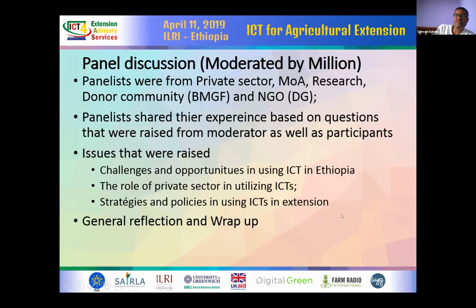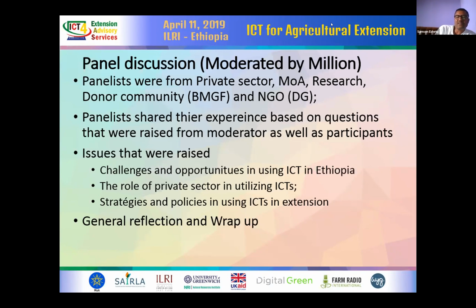So panelists were from the private sector, from the public sector, especially from the Ministry of Agriculture and the research system, and also from the donor community, the BMGF, and an NGO represented by Digital Green. The panelists were given a chance to share their experience in response to questions raised by the moderator, as well as some questions from the participants. They shared how they are using ICT solutions, the challenges they faced, how they overcame them, and the role that the public sector is playing.